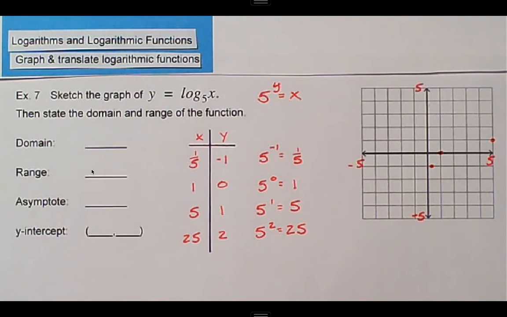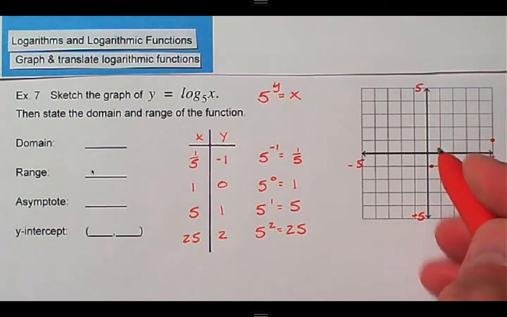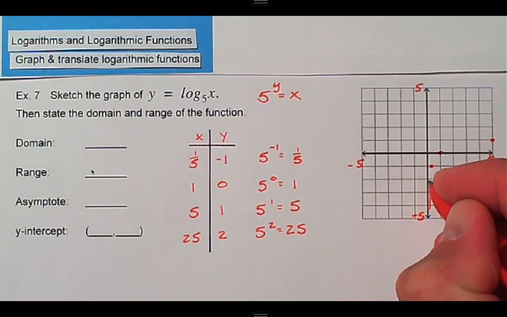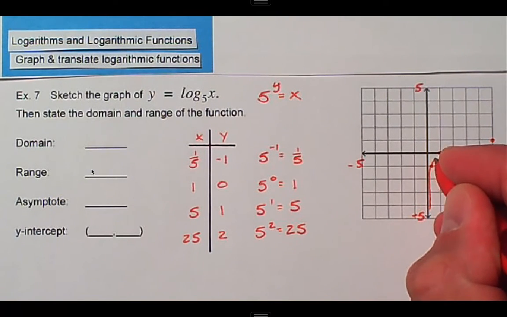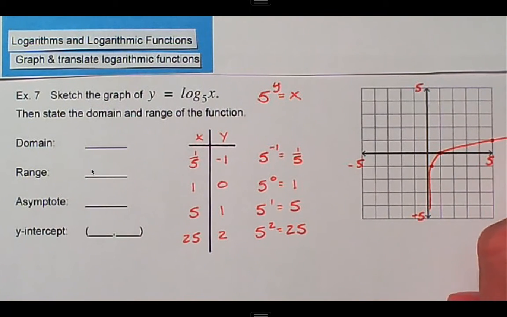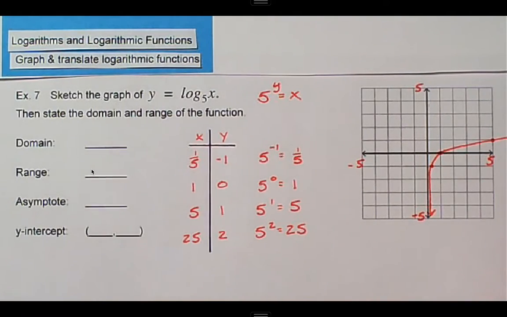Remember that our asymptote in this case is right on the y-axis, so we should have a smooth graph that comes up, and then as we start to increase, it gets horizontal very quickly. Now we can look at our domain, range, asymptote, and things like that.